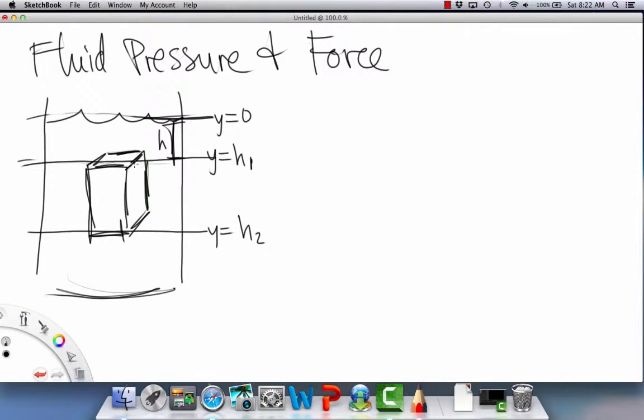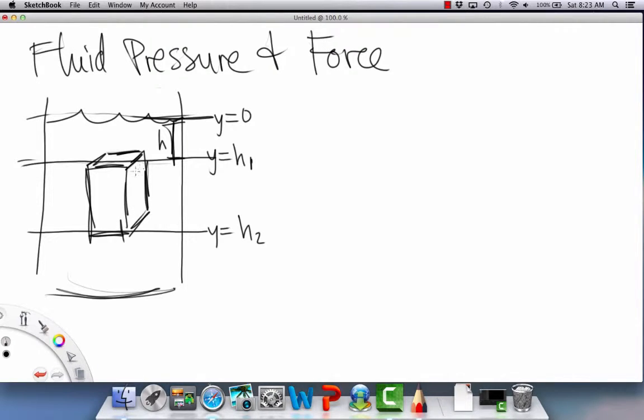Okay, so the top of this rectangular box is going to feel actually less of a force than the bottom, or less of a pressure force. Because, as you know, if you've been swimming or diving or anything like that, the more water that you have on top of you, the more pressure that you feel. Okay, and so that holds true for the top and the bottom.